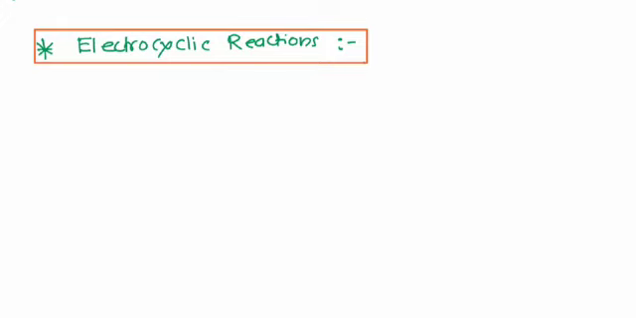Electrocyclic reactions, first of all, these are unimolecular reactions. That means only a single molecule is responsible for this. What type of molecule is needed? The molecule should be conjugated. This is very important. Only a conjugated single molecule is responsible. And what is conjugation now? You know what conjugation is.